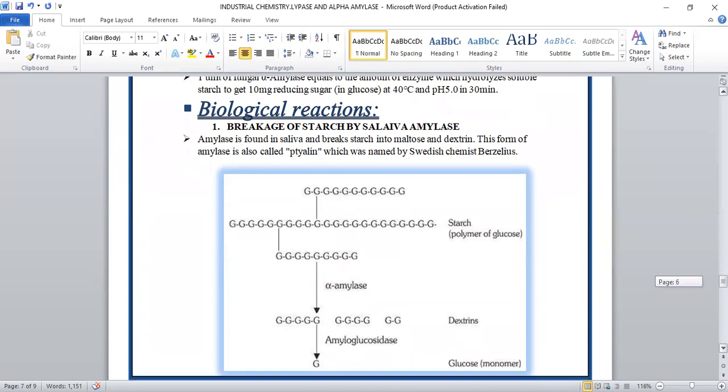Next, there are its biological reactions. First one is breakage of starch by saliva amylase. How starch is broken down with the help of alpha amylase. In this reaction, you can see it is being broken into dextrins and monomers of glucose.